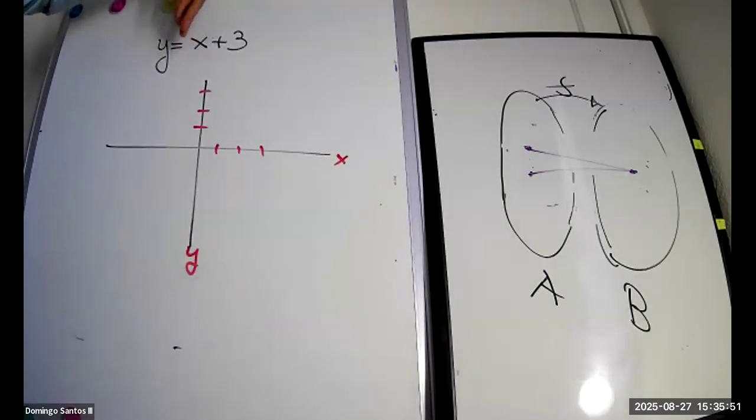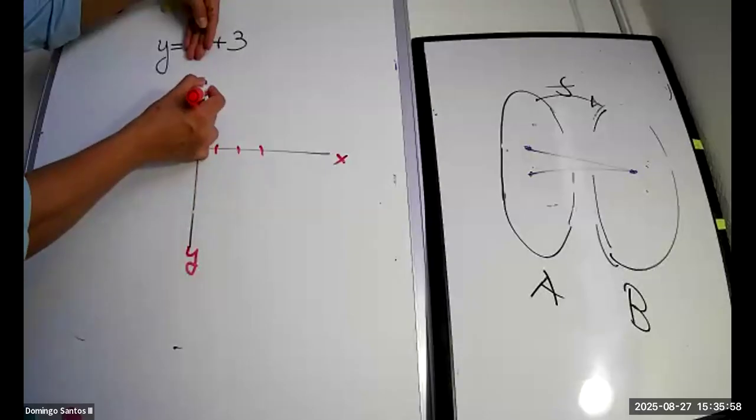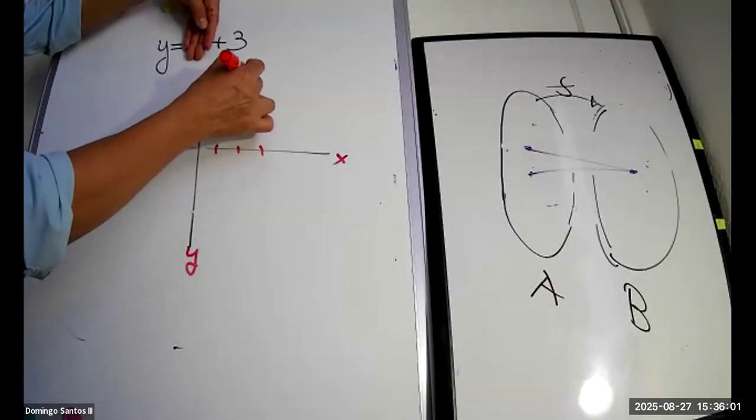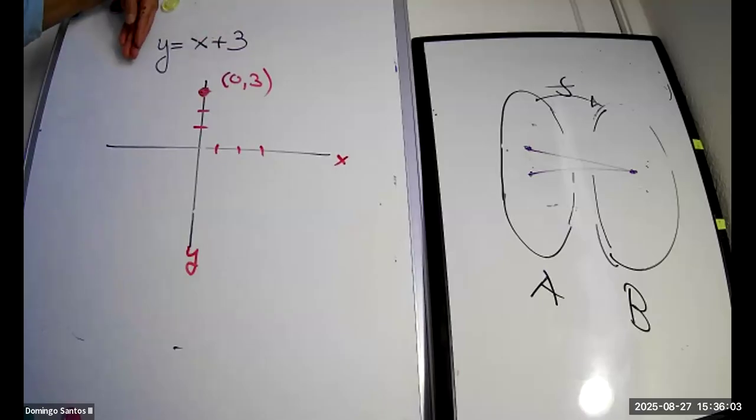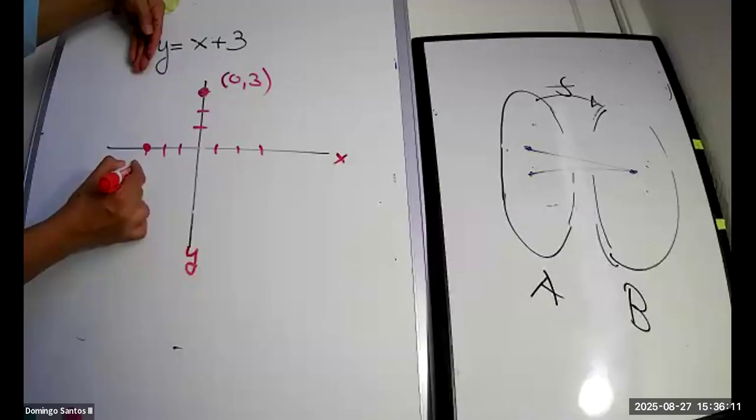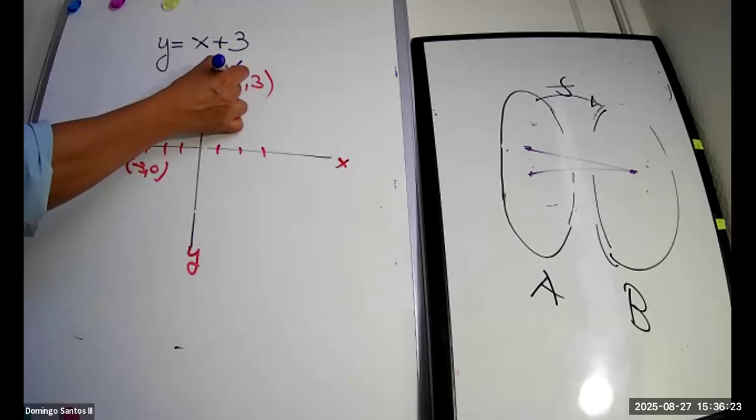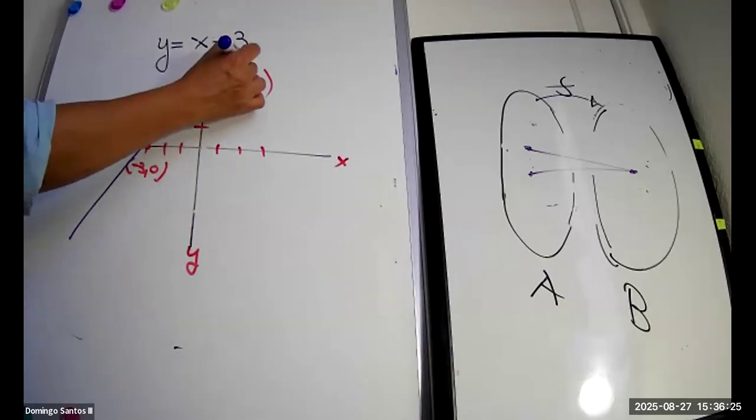If x is 0, what's y, George? Oh, 3. Very good. If x is 0, y is 3. So this is the point (0, 3). And if y is 0, what's x, George? -3. Very good. So if y is 0, x is -3. So you have that point. You have 2 points now, and from geometry, 2 points will determine a line, because we know that this is a line anyways. So this is my line.